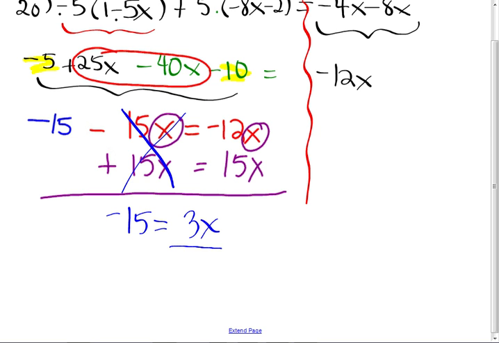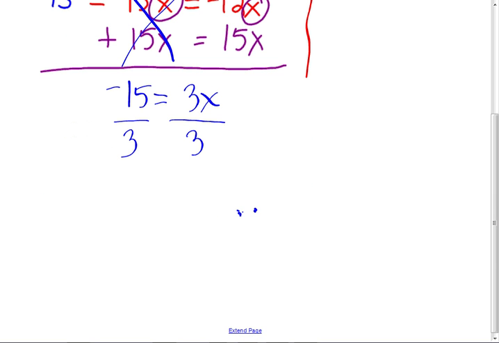Divide by 3. Could you have just guessed and checked? Maybe. So on the right side, I get x. On the left side, I get -5. Some of you want to switch that. It's correct. However, be careful, because you can't always switch things. And I want to do things I can always do. Always is a very important word, but I don't use it very often.